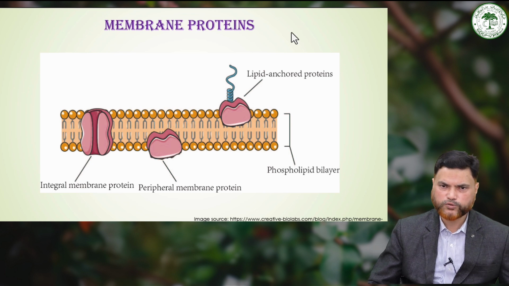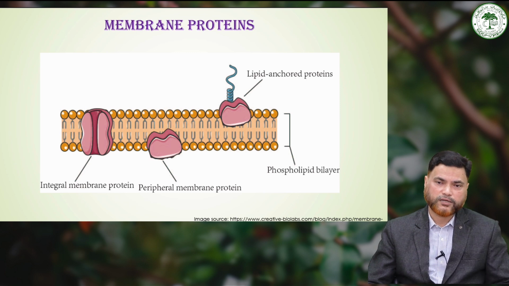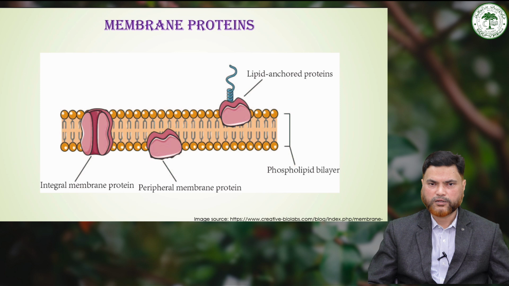Then the third type, the lipid anchored proteins, are attached to the membrane surface through lipid molecules. Therefore, these membrane proteins are linked to lipid molecules. They are known as lipid-linked or lipid-anchored membrane proteins, and they form covalent bonds with lipids. So basically, these three types of proteins are present in the lipid bilayer.